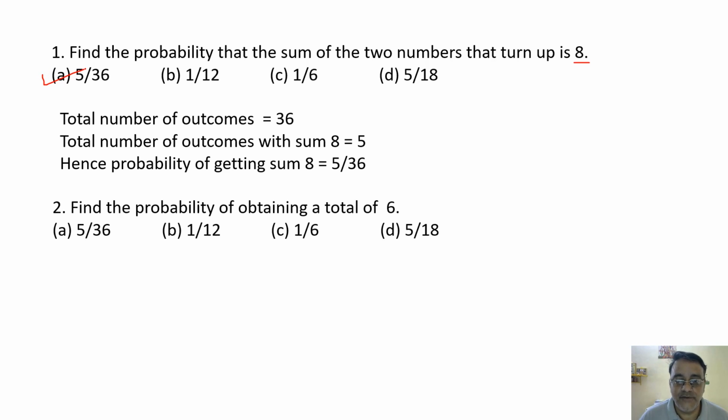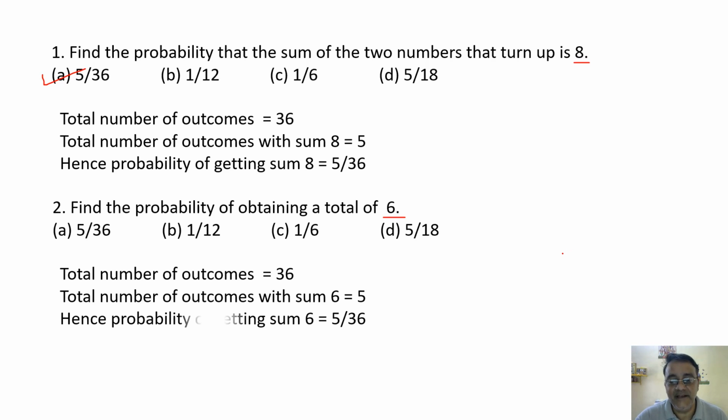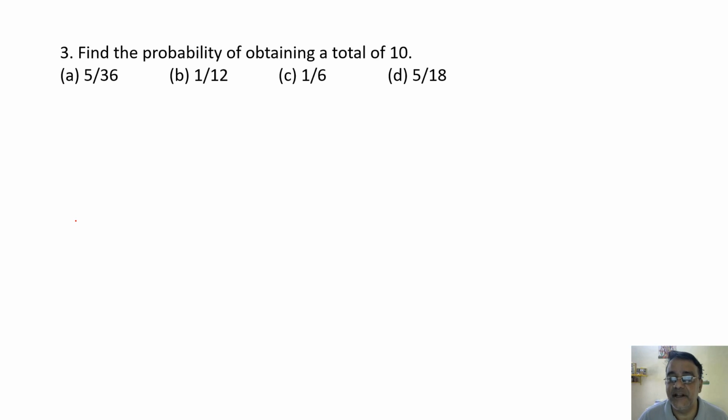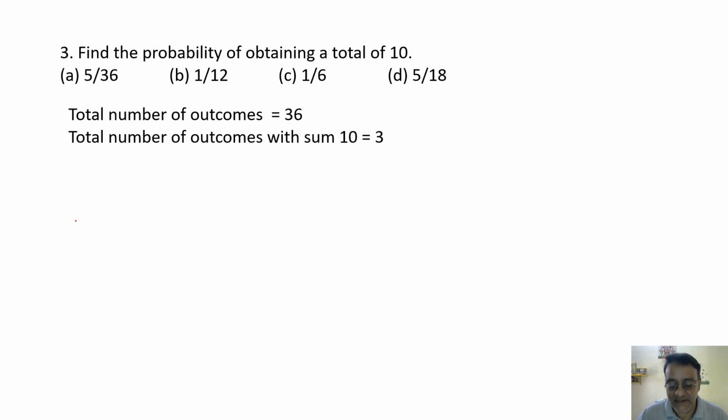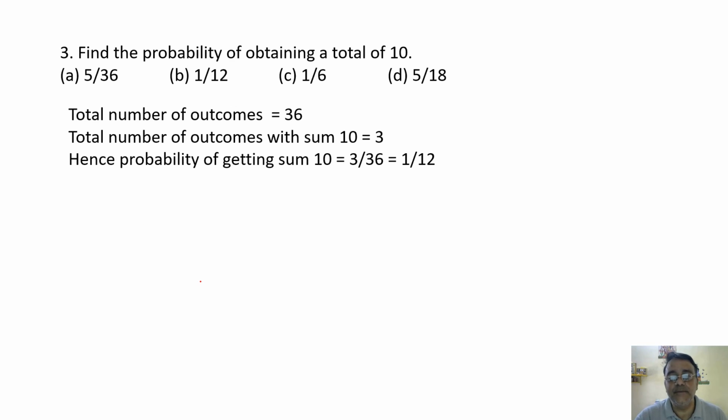Find the probability of obtaining a total of 6. So sum 6 कितने बार आया था? 5. 5, right. So the required probability is 5 by 36 and the correct option is option A. Now we are moving toward the next question. Find the probability of obtaining a total of 10. So नीचे से count करो 12, 11, 10. 10 3 बार आएगा, right? So the required probability is 3 by 36, that is 1 by 12. And the correct option is option B.